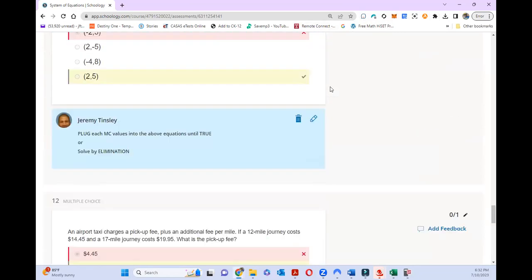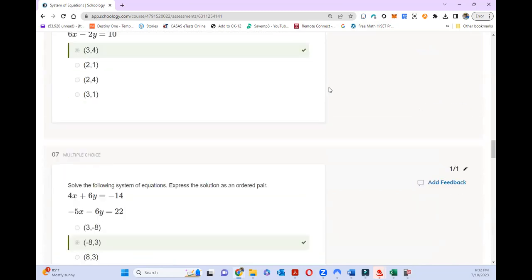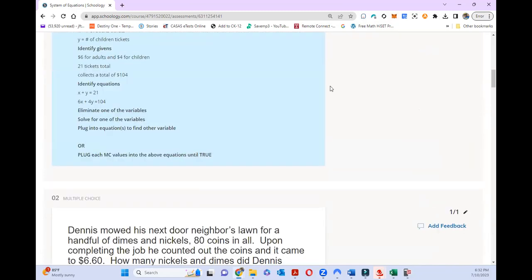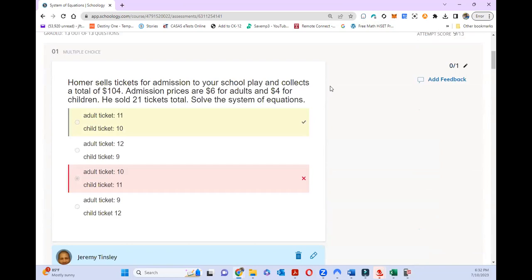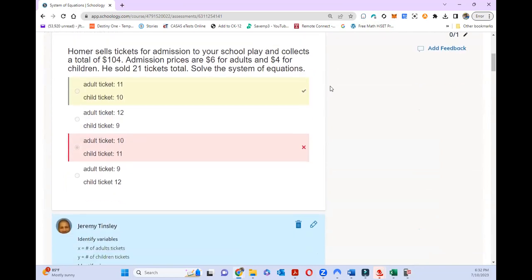All right, let's go to another one. We did that one. Let me see if there are any more. But we got most of these right. Let's try this one. Oh, yeah. This is another system of equations.